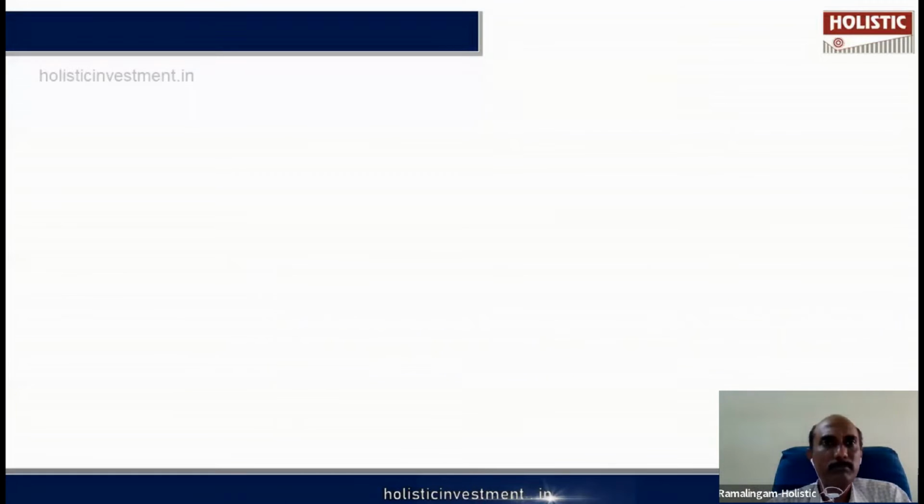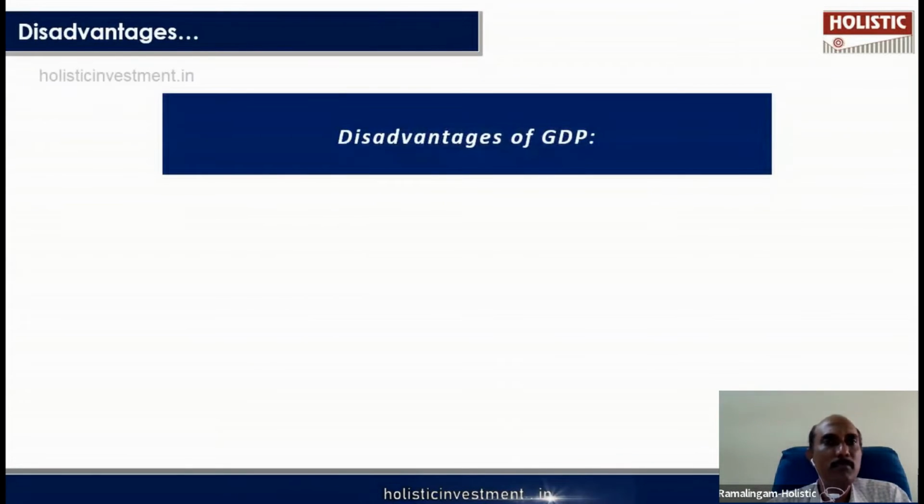Now, there are so many ways of calculating GDP, and GDP seems to be a complex number. Can GDP be accurate? Because when we are taking a lot of inference, insight, decision based on the GDP number, it should be a reliable number. It should be a credible number. So on what basis are we deciding GDP?